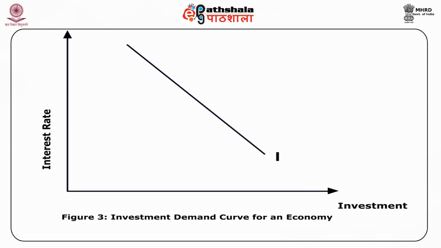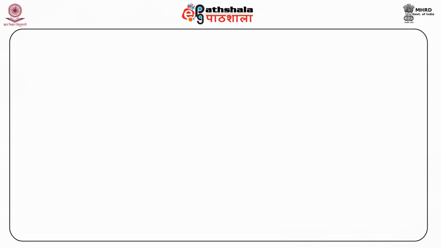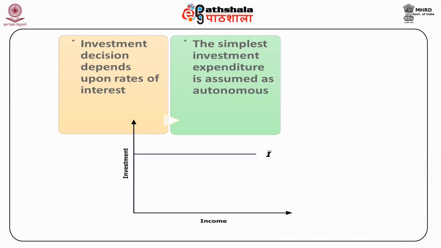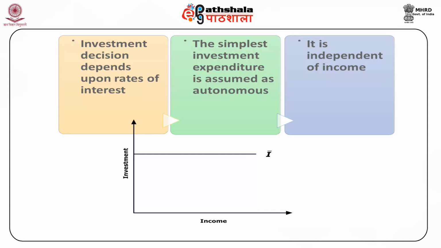As we can see from the figure, the investment function describes the relationship between the investment expenditure and income in the economy. Since investment decision depends upon rates of interest, the simplest investment expenditure is assumed as autonomous, that is, one that is independent of income. An autonomous investment demand schedule, denoted by I bar, can be seen in the figure.